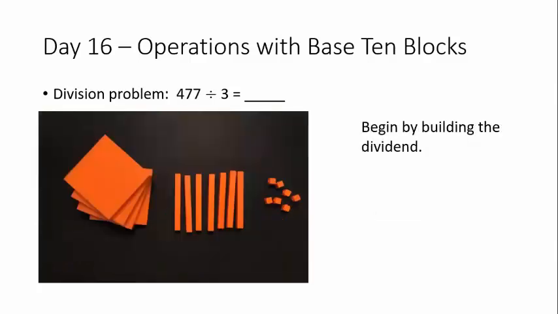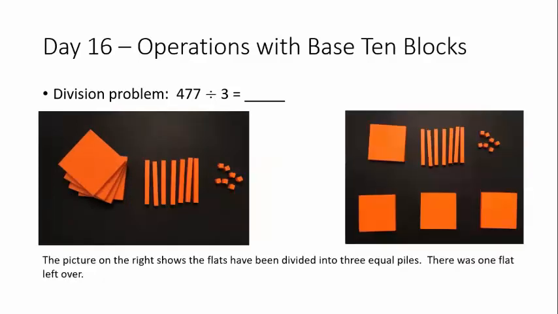Let's look at another example. 477 divided by 3. We begin by building the dividend. We lay out 4 flats, 7 rods, and 7 units. I want to make 3 piles. There are 4 flats. When making 3 piles, I put 1 flat in each pile, and there's 1 flat left over.